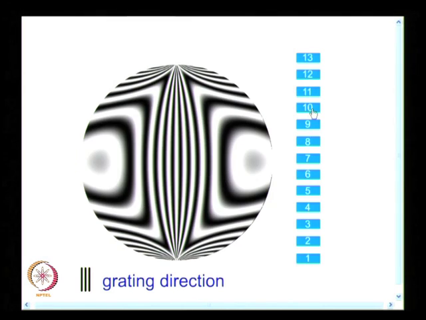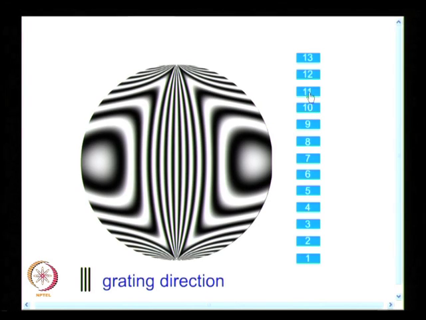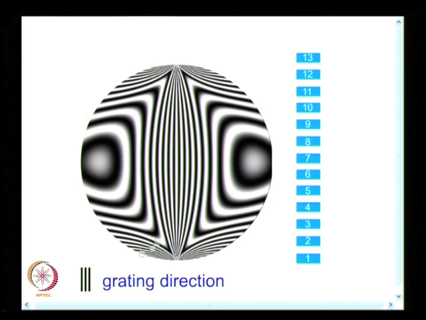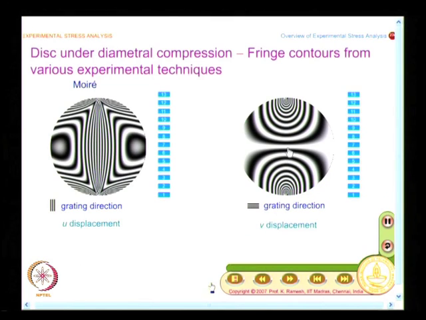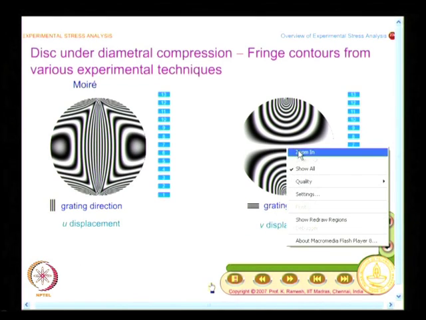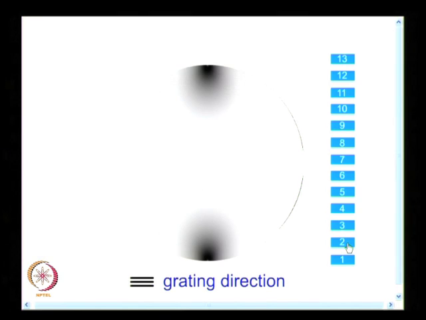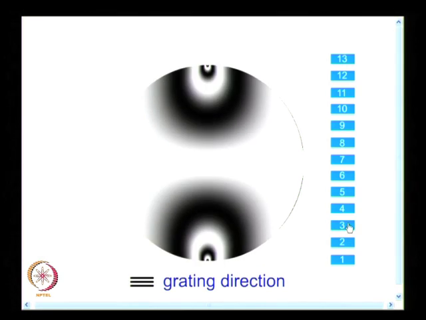So, when I increase the load, more and more fringes appear, and that is what I see in the case of a disk under diametral compression, and this gives you the u displacement. And now similarly we will also see the v displacement, and this is what you have here. The grating direction is like this, and as I increase the load, I gradually go from this. You find this is the load application point, and all the fringes come from this.